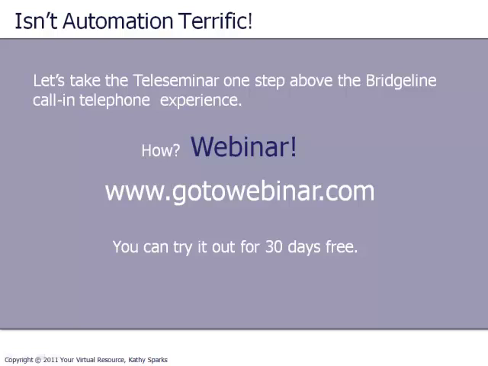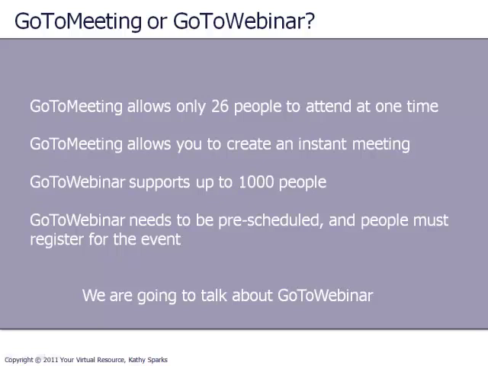And then you have to make a choice of whether you want to use GoToMeeting or GoToWebinar. GoToMeeting allows only 26 people to attend at one time, and it allows you to create an instant meeting. GoToWebinar supports up to 1,000 people. GoToWebinar needs to be pre-scheduled, and people must register for the event. We're going to talk about GoToWebinar.